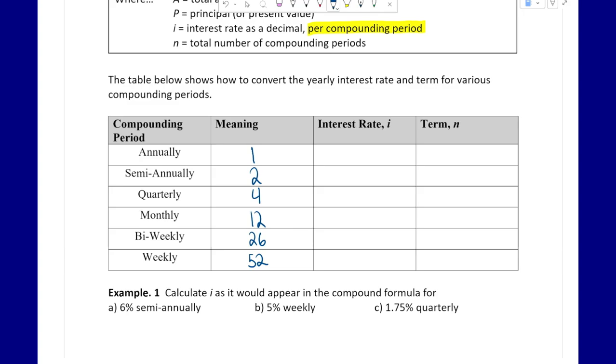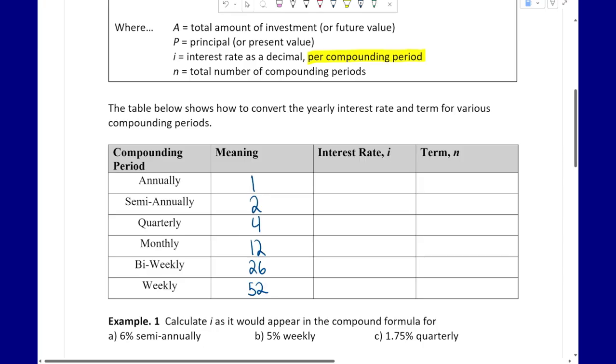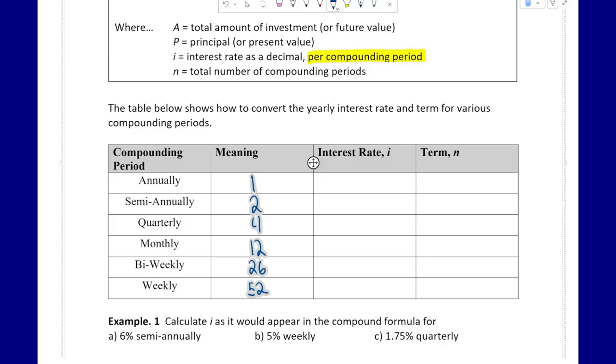What that means is, if I go back up to my formula for i, it says interest rate as a decimal per compounding period. So for my interest rate, not only do I have to turn it into a decimal, I have to figure out the interest per compounding period. Our questions or scenarios are only ever going to give us the interest rate per year. So to calculate it per compounding period, when it's annually, we divide it by 1, so it doesn't really change. If it's semi-annually, we divide it by 2.